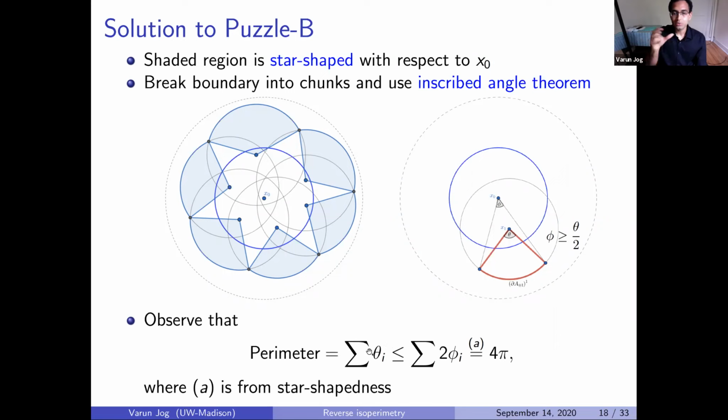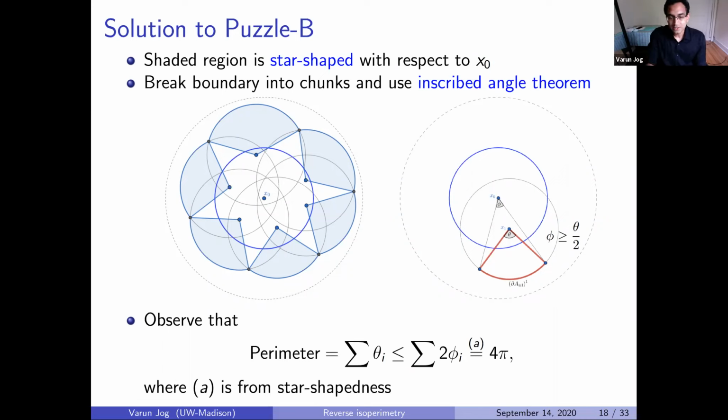How much does each chunk on the boundary subtend towards the center of its ball? The perimeter is the sum of thetas, and that is upper bounded by twice the sum of the phis. But the sum of the phis, which are all the angles subtended at x0, is going to turn out to be 2 pi because our set is star-shaped. And that gives you the result.